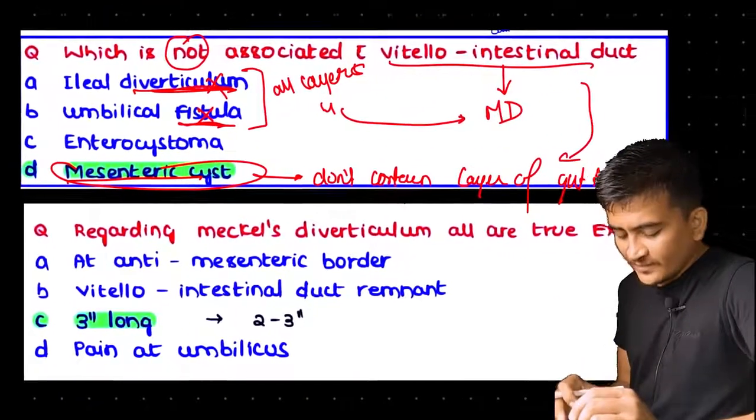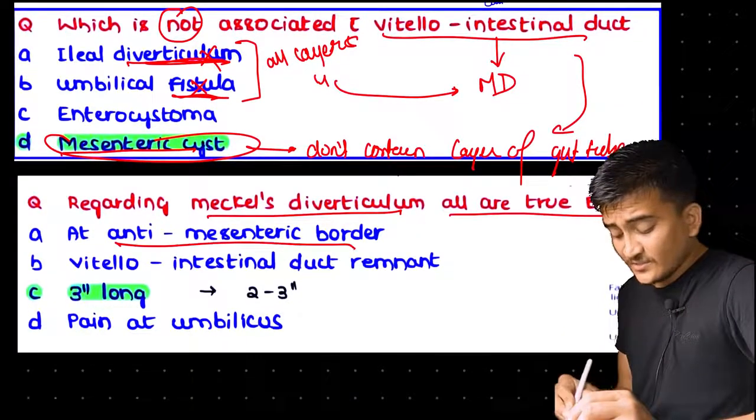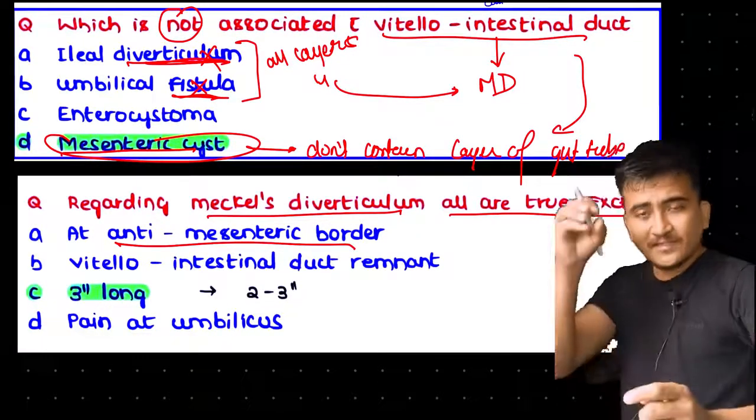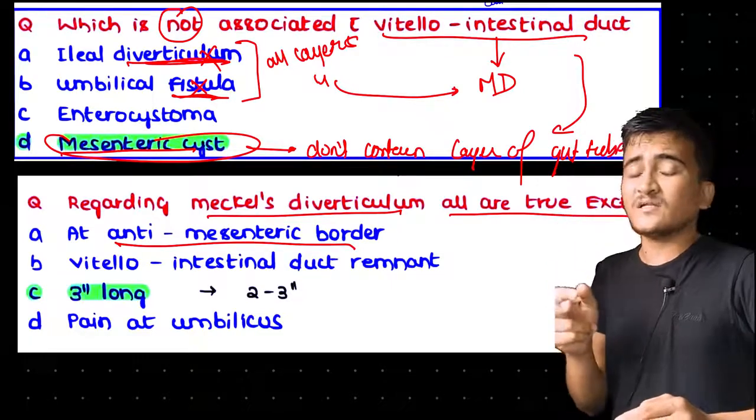Now, another question regarding Meckel's diverticulum: all are true except anti-mesenteric border. Yes, that's true, because the anti-mesenteric border, we said, is present close to the anterior abdominal wall.